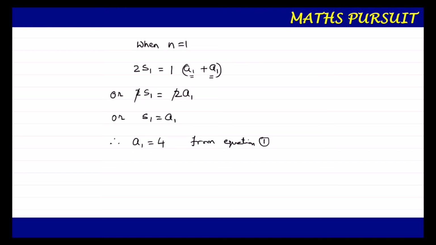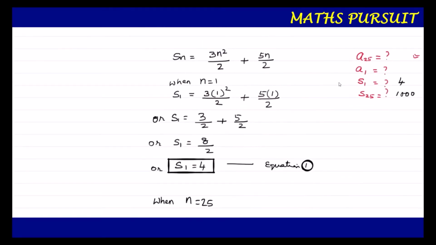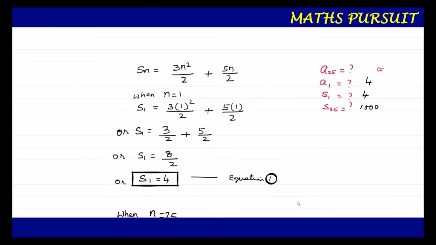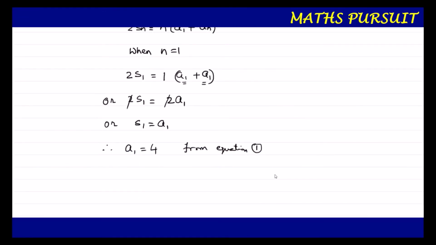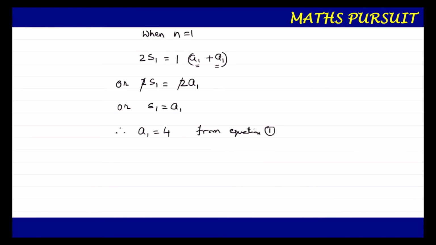Now guys, as I told you, we were going to find out A1. So we got A1. Now finally we will move ahead in finding out A25. So we got A1 as 4, S1 as 4, and S25 as 1000. Now let us find out A25. In order to find A25, we are again going to take the help of the arithmetic expression formula, which says that 2Sn is equal to n into (A1 plus An).